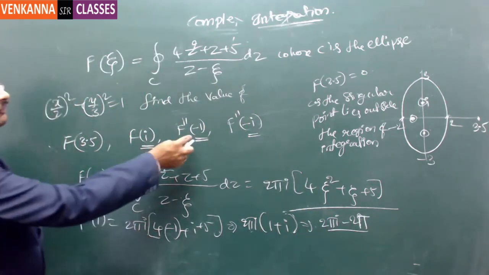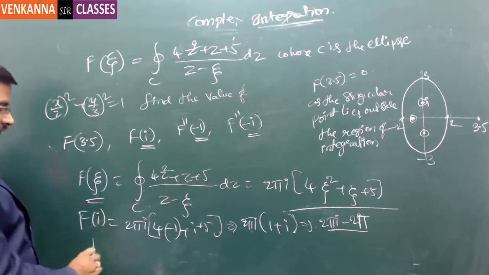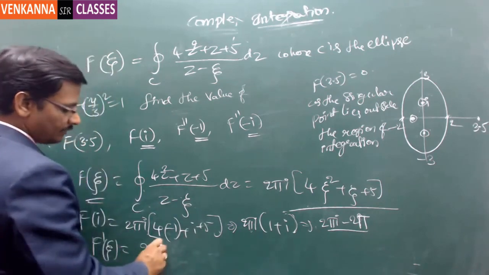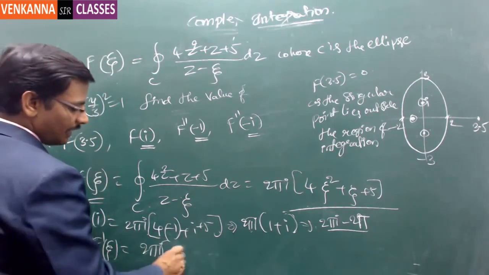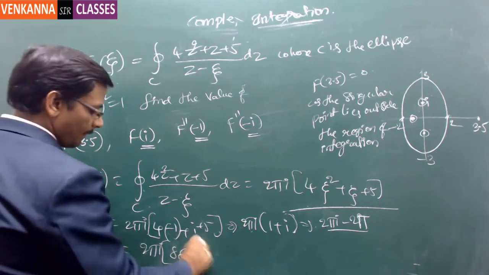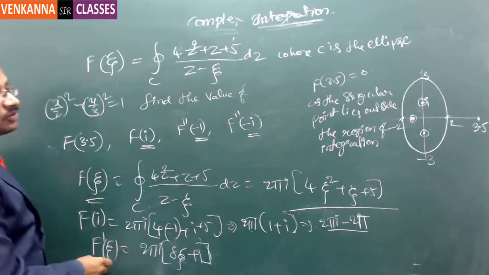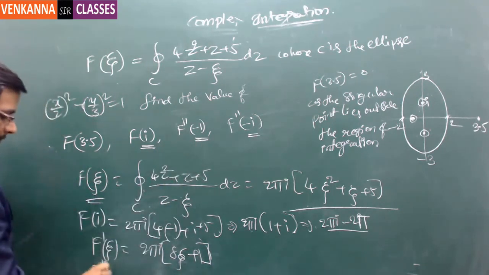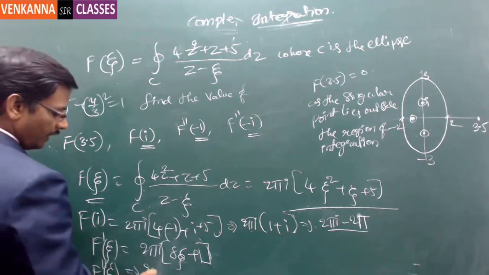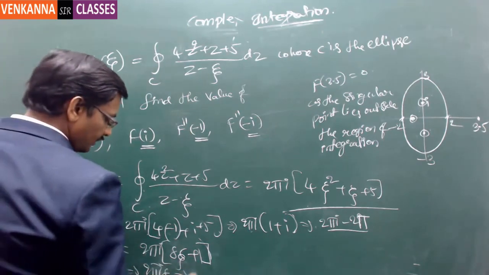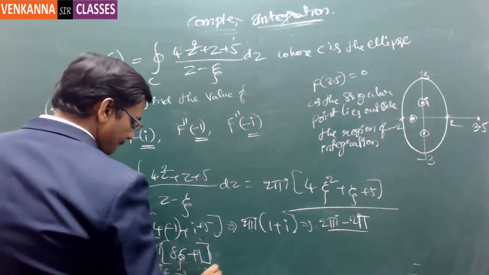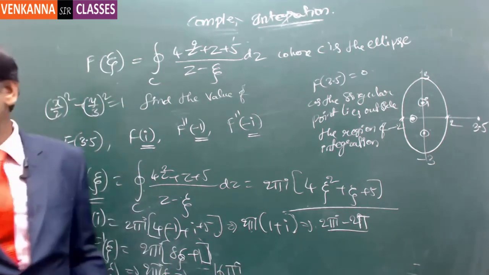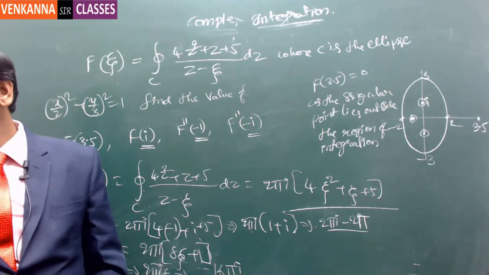Similarly, you can find f double dash of minus 1. If you take the derivative with respect to xi, it is 2 pi i times (4 xi square differentiates to 8 xi, plus 1). I think these are two derivatives, so f double dash is 2 pi i times 8, which is 16 pi i. That's it. So it is independent of the xi value there. Got it?